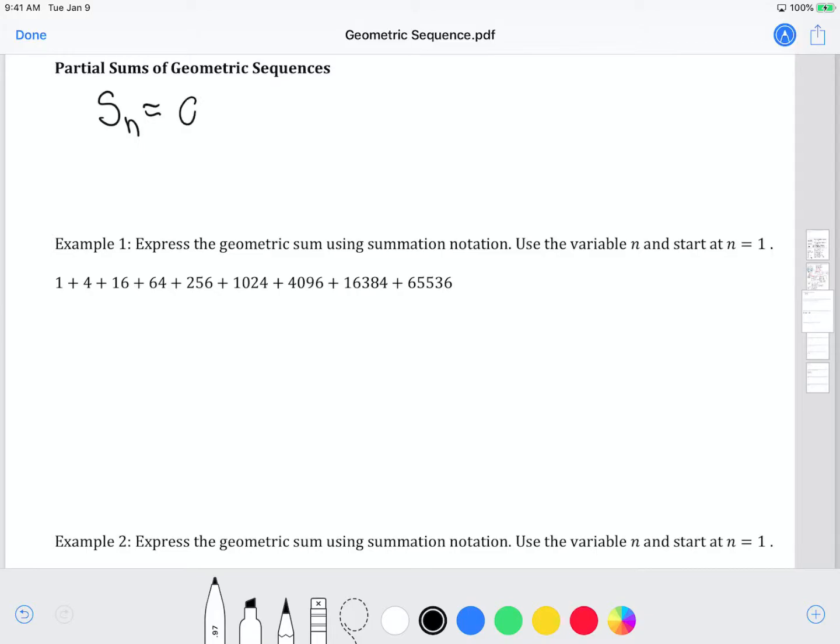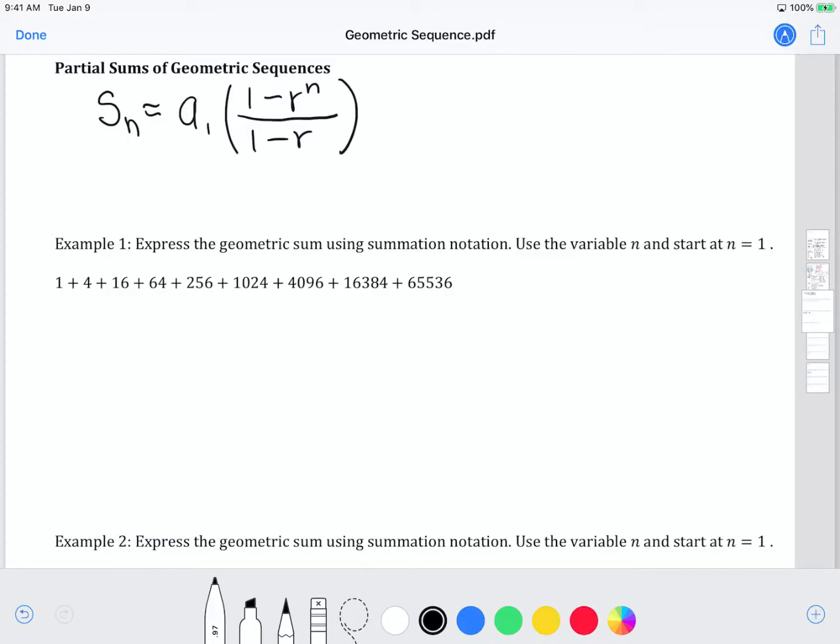And that formula is where you take a1, which is your first term, and you multiply it by the fraction where the numerator is 1 minus r to the nth over 1 minus r, where r is your common ratio.